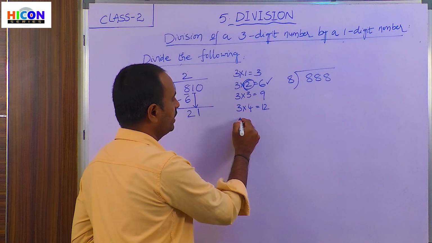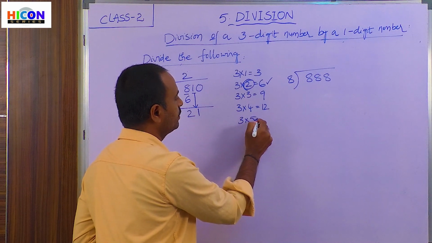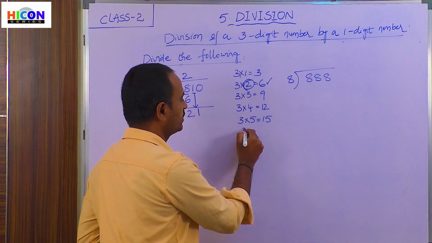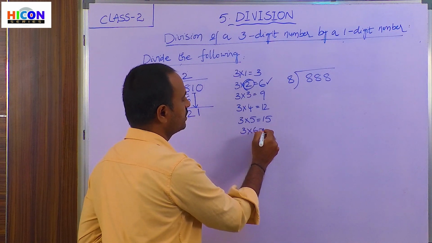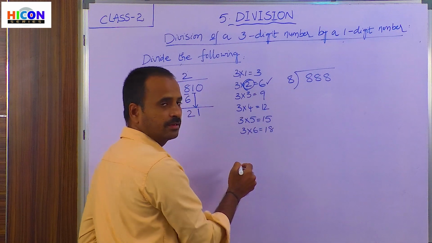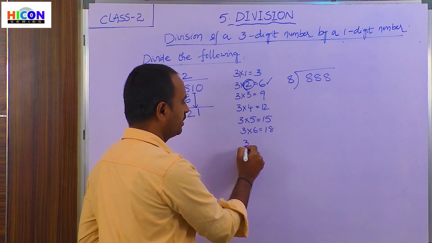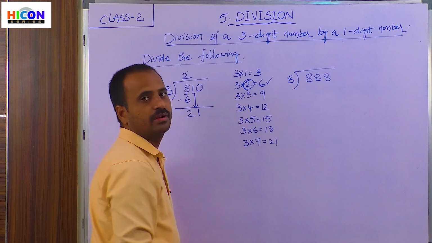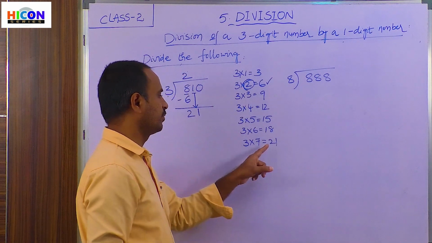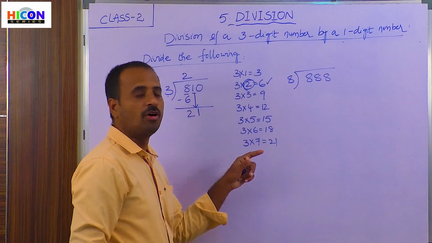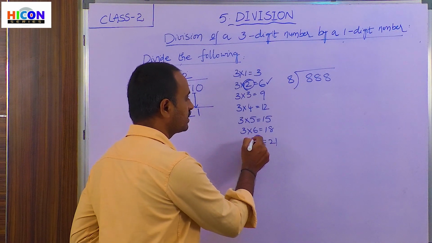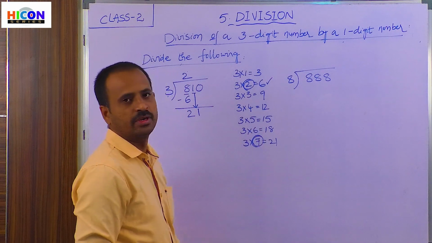So take 5 times, 3 5s are 15, and take 6 times, 3 6s are 18, and now again take 7 times, 3 7s are 21. So now we got the number 21 in the third table. How many times do you have to take to get 21? We have to take 7 times to get 21.